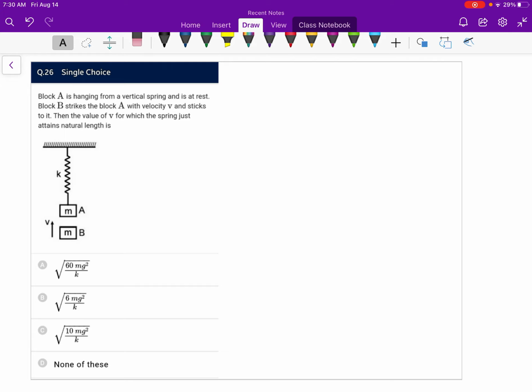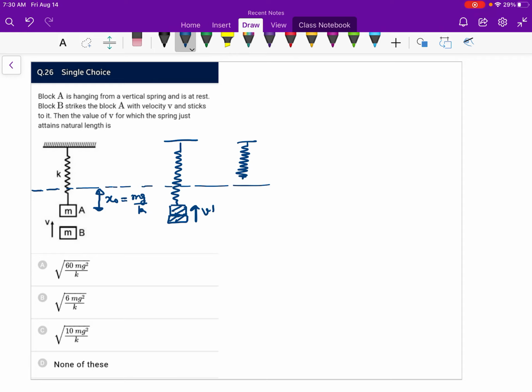The value of V for which the spring just attains its natural length. So initially there is an extension in the spring, and that extension is mg by k. Now both the blocks stick together and move with common velocity v dash, and finally both the blocks come to rest. So first, from momentum conservation, mv equals 2m v dash. So v dash is v by 2.